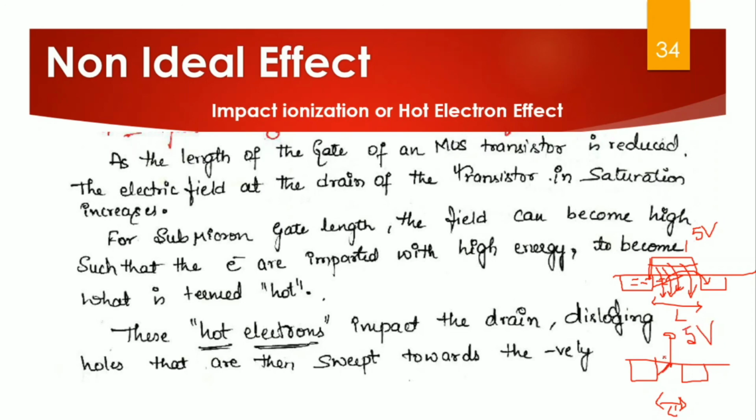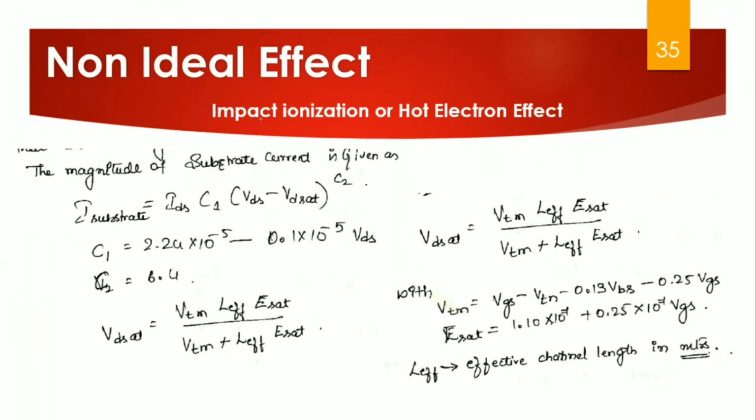Now what happens to the channel? The field exerted on the electrons will increase, so that these electrons get heated up, in the sense they gain a large amount of energy, and they are termed hot electrons. These hot electrons impact on the drain. That is, there will be a sudden current towards the drain. So this is called impact ionization or hot electron effect.